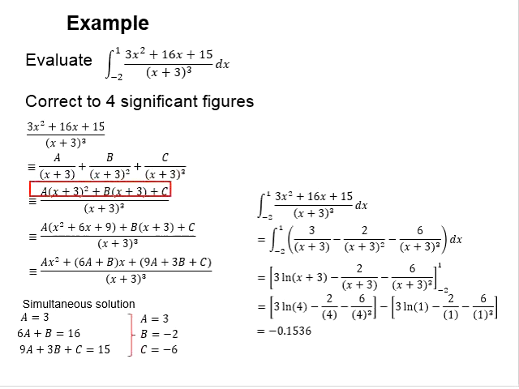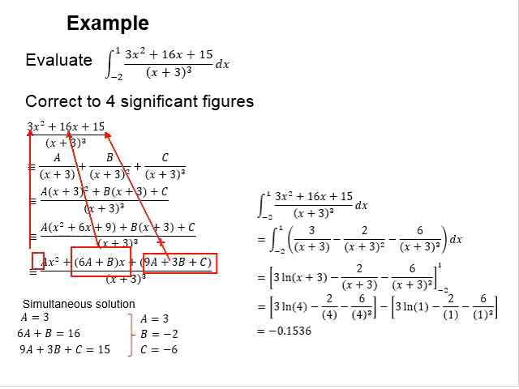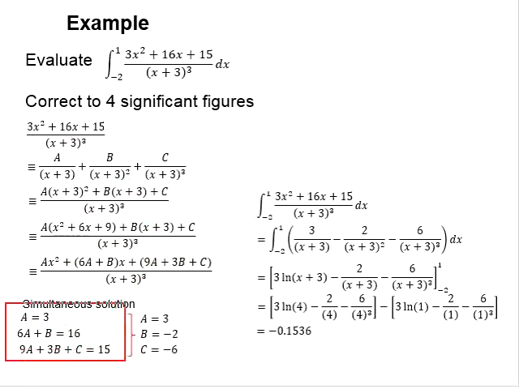That gives you this. Expand this and classify them according to the x squared, x, and the constant. Make direct comparison with the function here. You know that a is equal to 3, 6a plus b equals 16, 9a plus 3b plus c equals 15. You have 3 unknowns and 3 equations. Solve them simultaneously, you get a, b, and c.